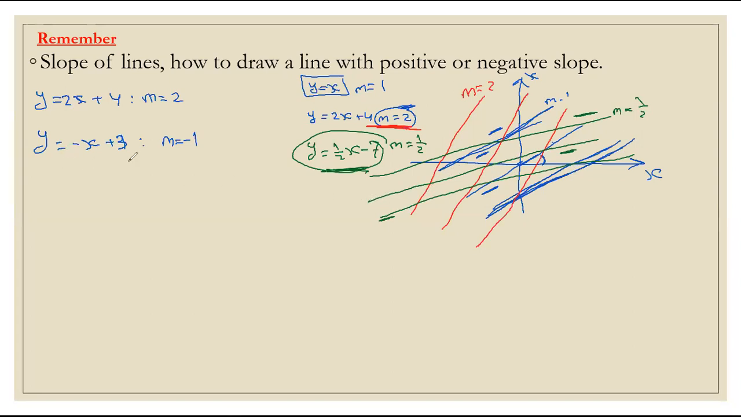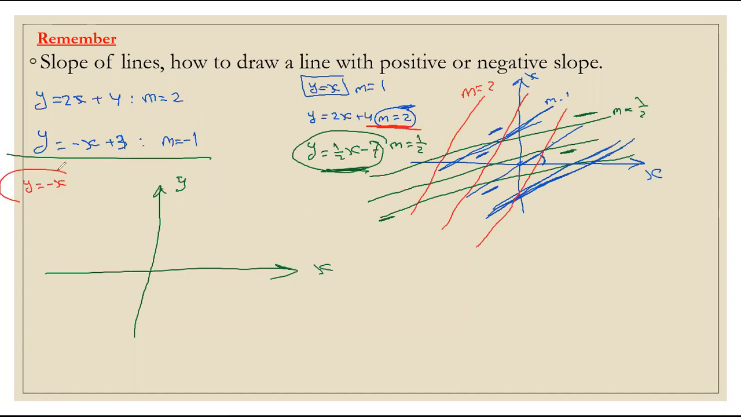Now let me go to the negative slope. So here the y-axis and here the x-axis. I'm sorry for my drawing now. This is y and this is x. Now let me start with this line, y equal negative x. What do you think about this line?